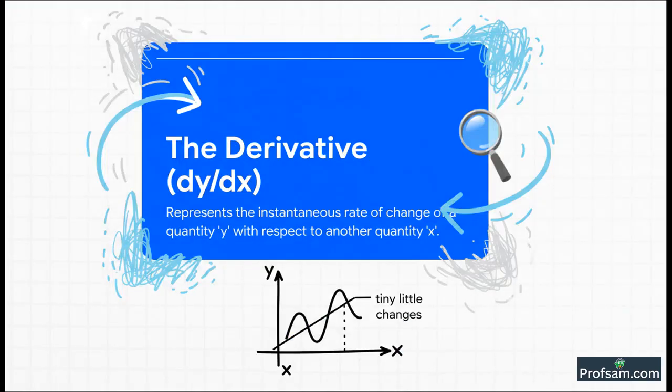Now let's look at the official definition. When we write dy by dx, we're not just writing some random letters. We're asking a very specific question. How fast is the quantity y changing for every tiny, tiny change in the quantity x? The answer it gives us is the instantaneous rate of change, which is just a fancy way of saying the speed at that exact moment.